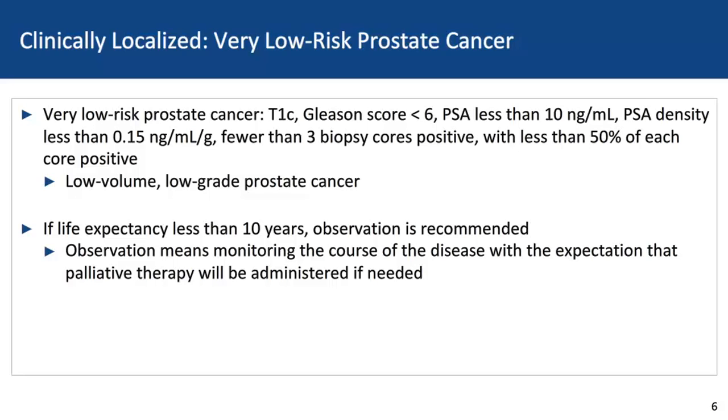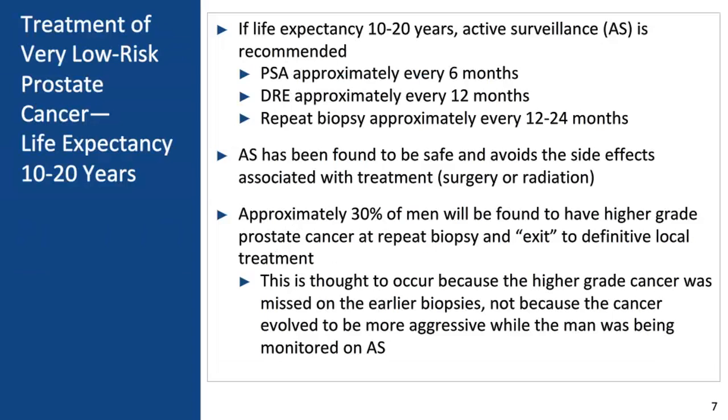This is a very common diagnosis, and the NCCN has developed guidelines based on how long a man will live who has this diagnosis. If a man's life expectancy is less than 10 years, observation is recommended because it is unlikely this cancer will hurt him. Observation means monitoring the course of the disease with the expectation that palliative therapy will be administered if needed. It rarely is. If the life expectancy of the man is 10 to 20 years, active surveillance is recommended.